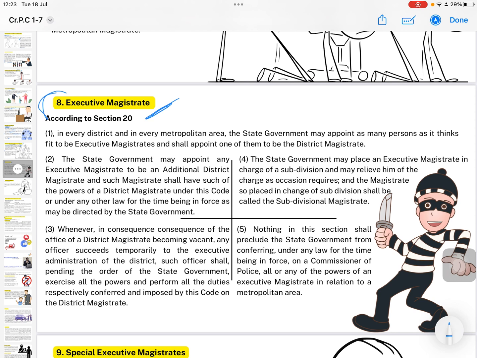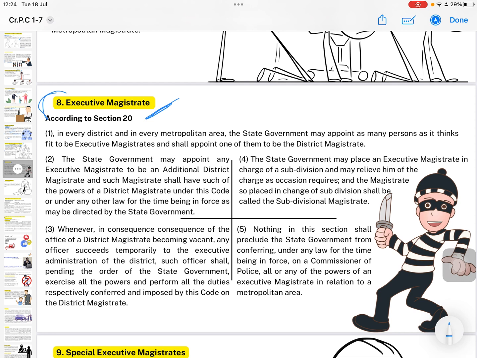According to Section 20, in every district and in every metropolitan area, the state government may appoint as many persons as it thinks fit to be Executive Magistrates, and shall appoint one of them to be the District Magistrate. The state government may appoint any Executive Magistrate to be an Additional District Magistrate, and such magistrate shall have the powers of a District Magistrate under this Code, or under any other law for the time being in force, as may be directed by the state government.